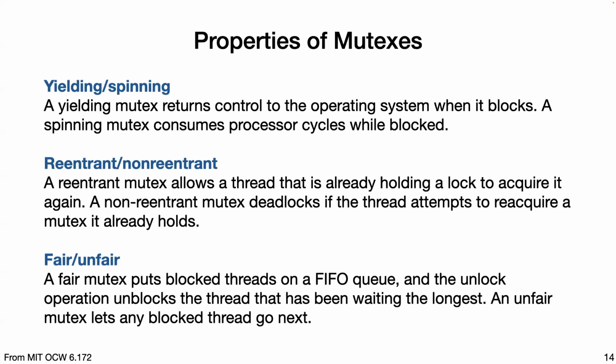Okay. So there are many different kinds of mutexes that you can implement, and these are a few. The first one is called yielding, which means that when it blocks, that means when it's waiting for something else to finish, it returns control of that thread to the operating system, so the thread can continue to do some other work in the meantime. And a spinning mutex consumes processor cycles while it's blocked. So that means it is not doing useful work, but it is not giving up its thread to allow other work to happen.